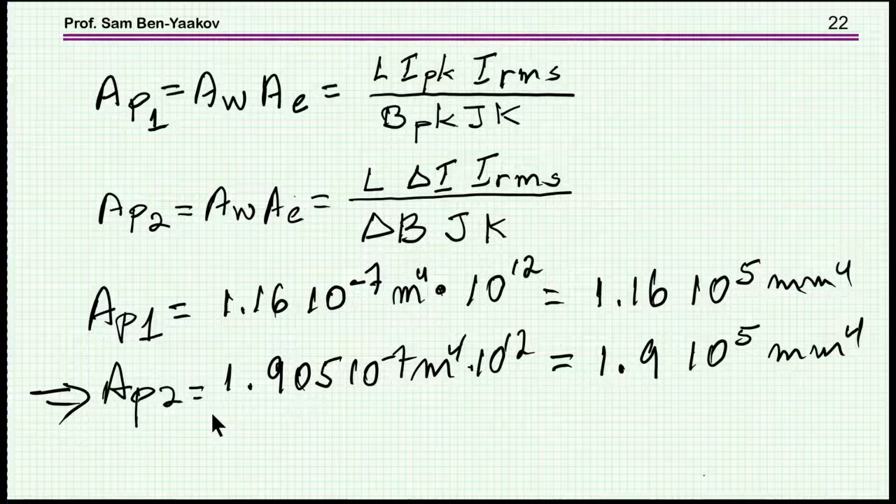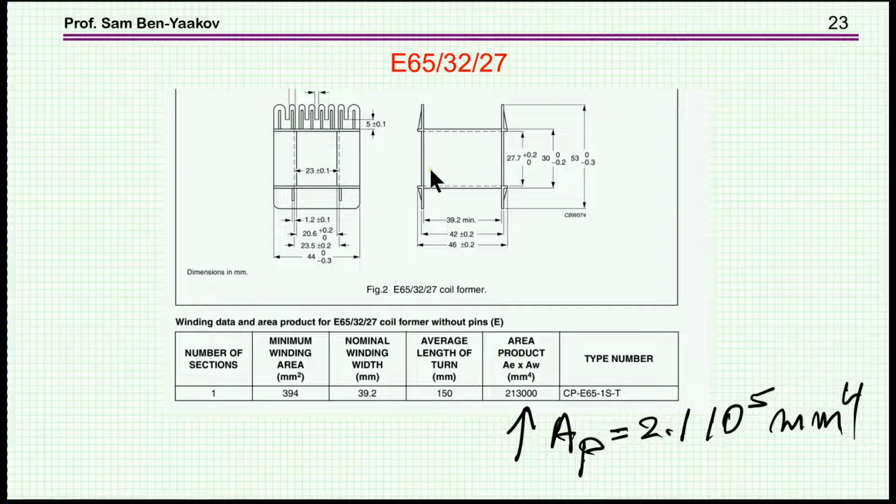So the point is that one has to decide what shape and family of cores one would like to have for one's own design. When you look up the catalog, you look for an AP which is larger than the one that you have calculated. I've done this search for the E-core family and found that this core here, E653227, will fit the build in terms of the AP.